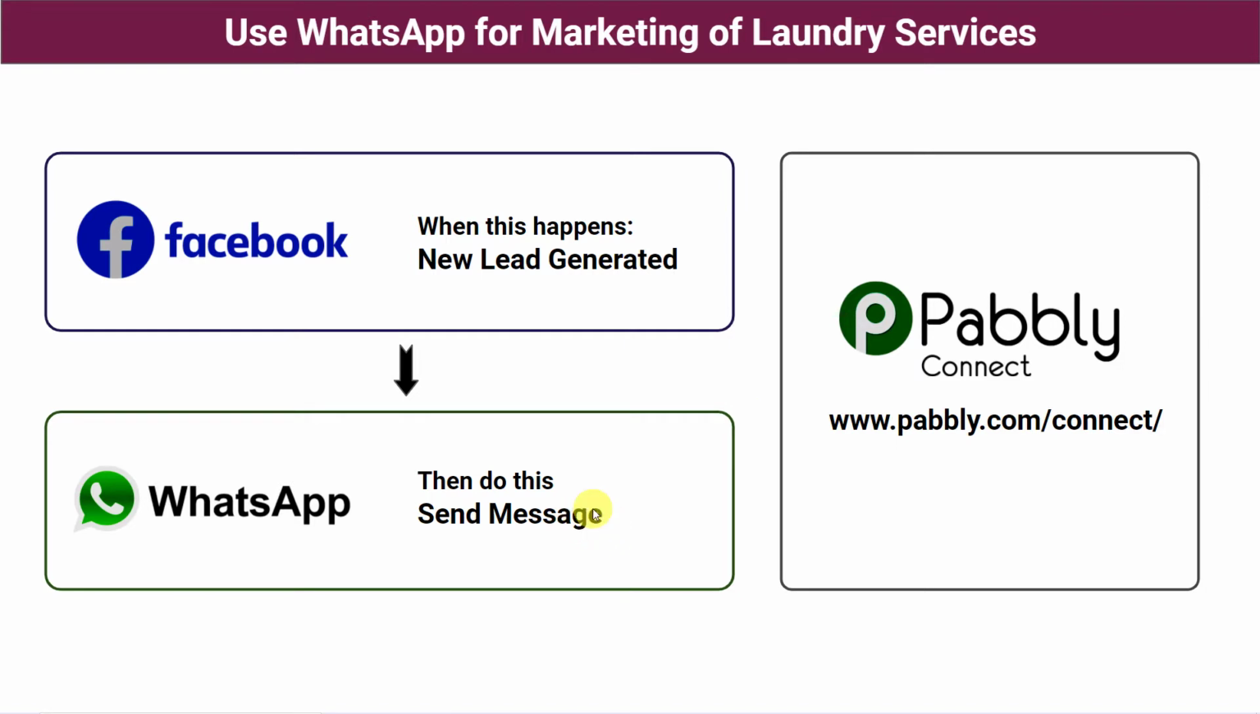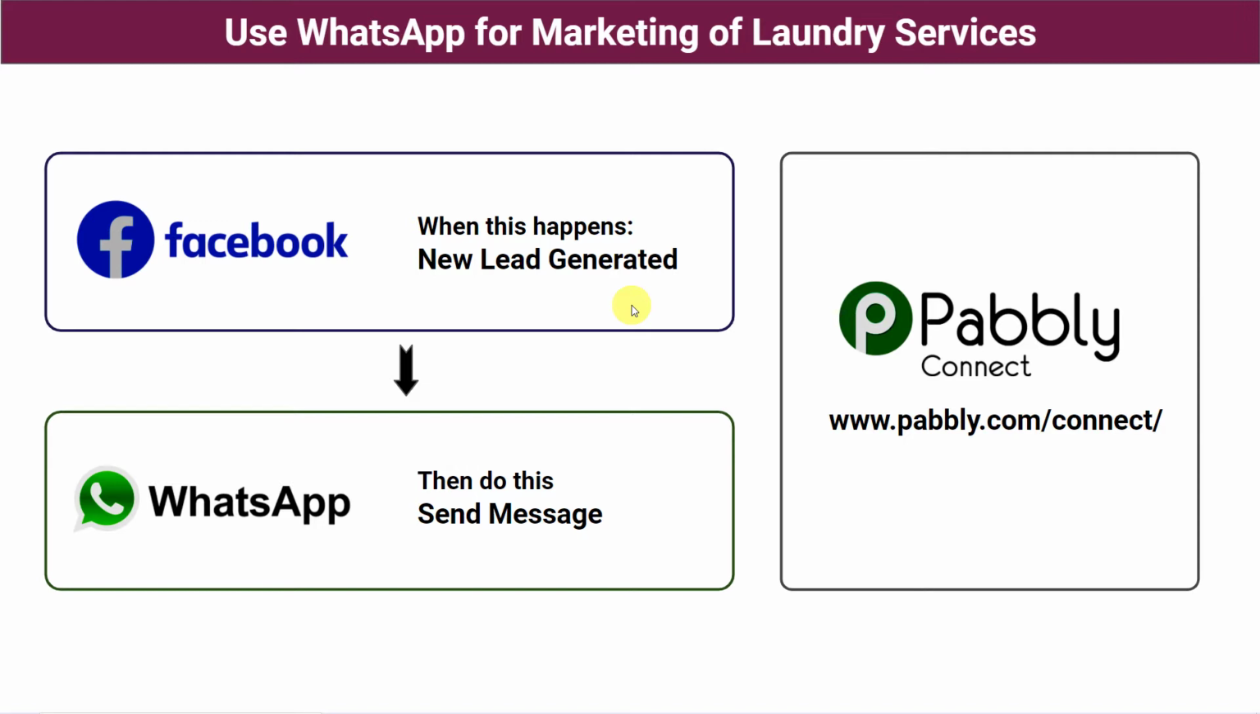For doing this, you have two options. First, do it manually. Take the details of your customers from the Facebook lead ad form, compose a message in WhatsApp, and send the brochure of your laundry services on that WhatsApp number. But this will be a time-consuming and tiresome process, and it becomes difficult when you have a large number of leads or customers in a single day. So how are you going to do this?